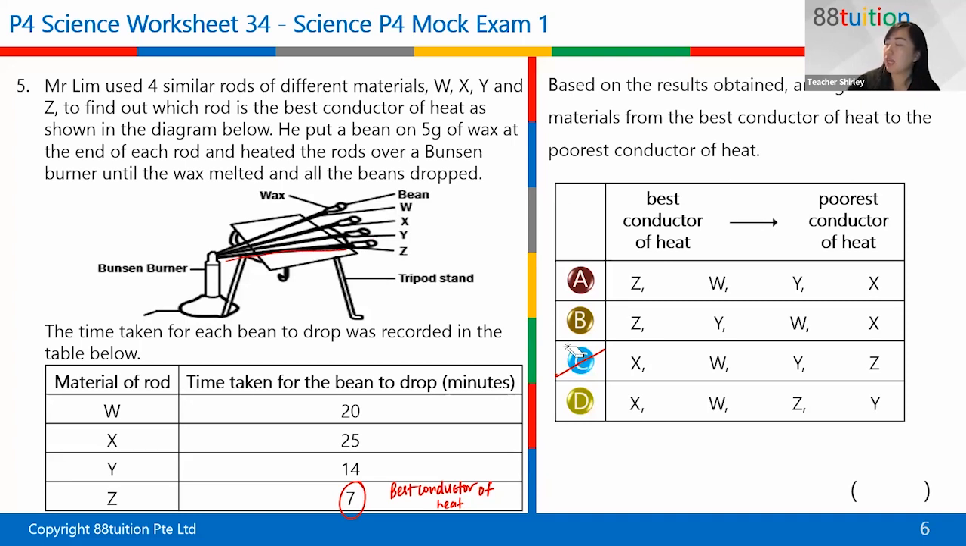So in this case, actually, the answer is incorrect. It should either be A or B because it is taking the shortest time to drop. So that will be the best conductor of heat. And then the next one would be, of course, Y, because Y took the next shortest time to drop, then followed by W, then X. So this is an experiment. Again, this topic is on heat energy.